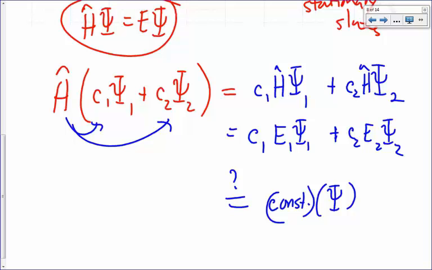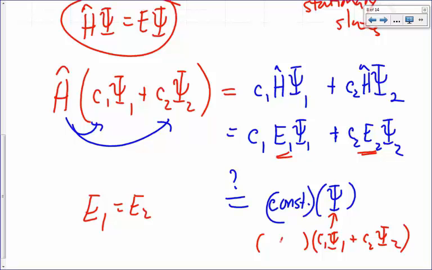That's my original psi. My original psi is C1 psi 1 plus C2 psi 2. Can I pull out the constant there? What would be my constant? Only if E1 is equal to E2, right? I can't pull out a constant here. That's why we have to have degenerate. So if E1 is equal to E2, then this is going to be E1 or E2.